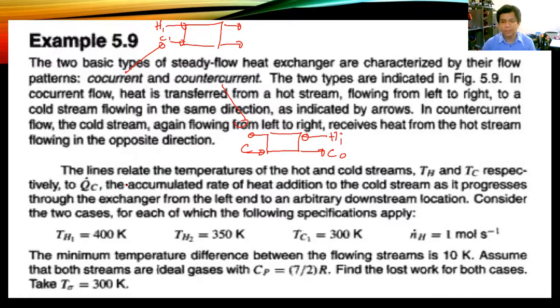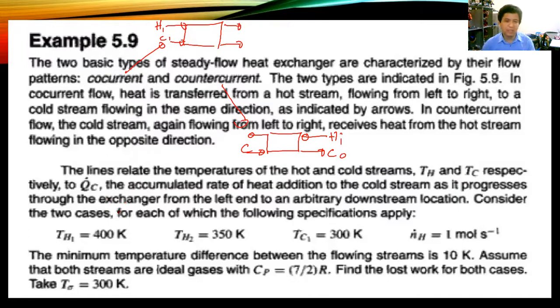So what this sentence is trying to tell you is whatever heat is lost by the hot stream is captured by the cold stream. Ganun lang naman yun. Generally, in solving heat exchanger problems, we assume that no heat is lost to the surroundings. No? So we're going to consider the two cases, both the co-current and the counter-current.